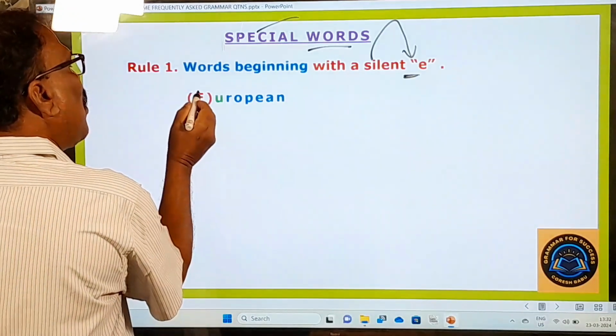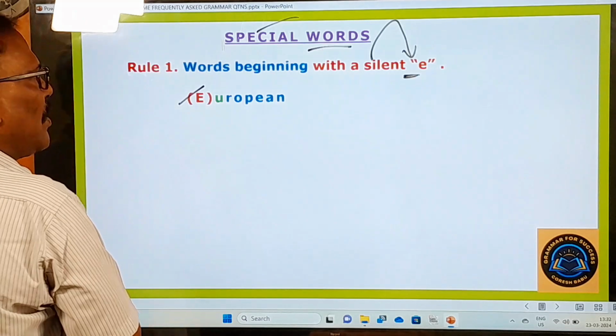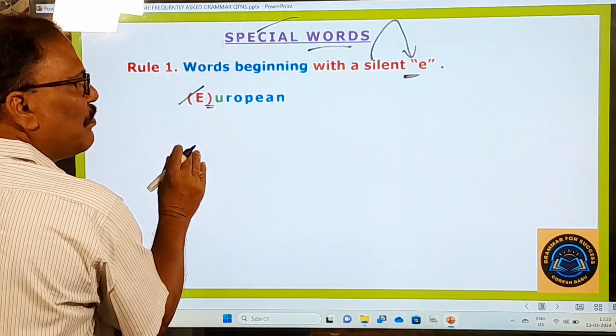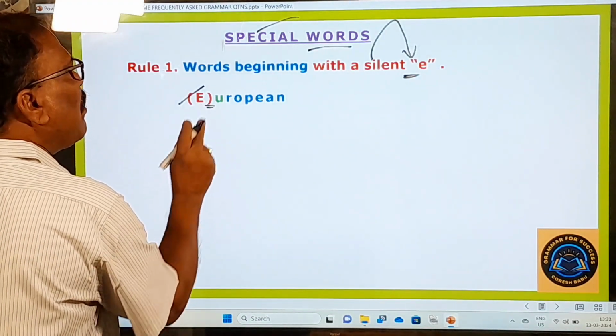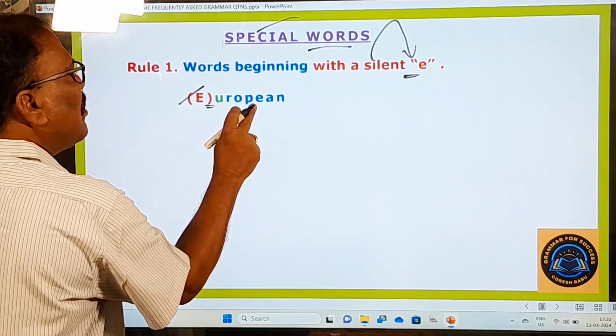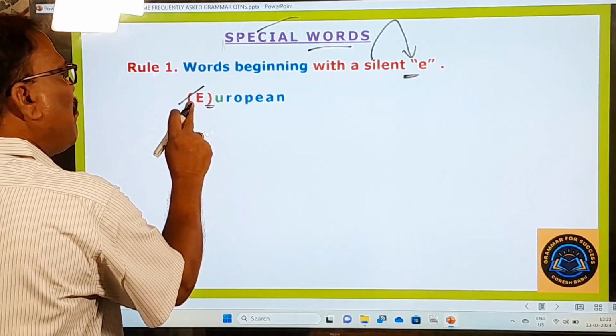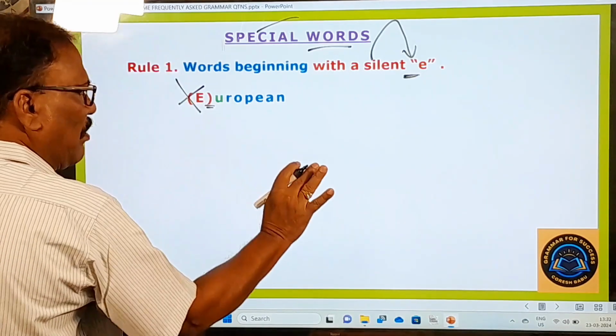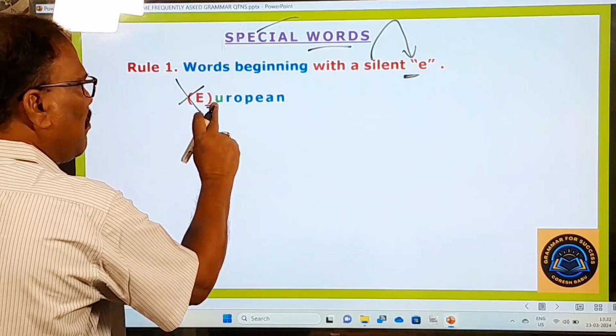European. You are not pronouncing this E. You are pronouncing the word from U. Right? European. From here only you are pronouncing this word, not from E. So E is there, but it is dead. Dead means it is gone. And here you are pronouncing the word from U.